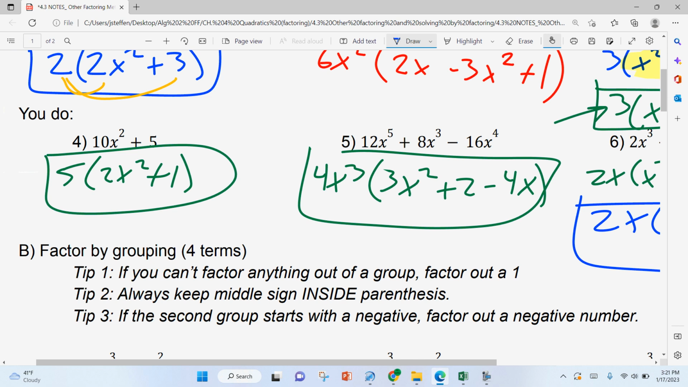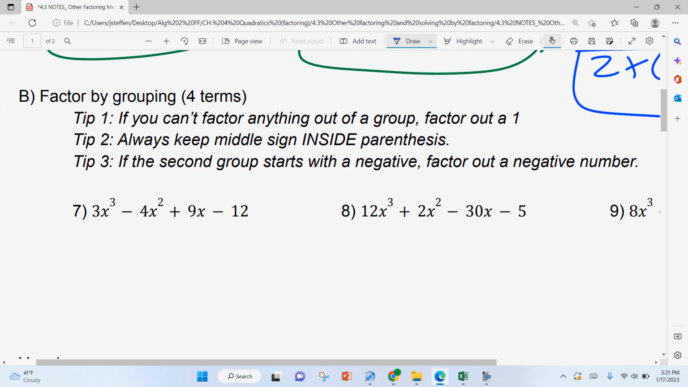So the next thing we're going to go over is factor by grouping. Now I should have renumbered these. This should be tip number 1. This should be number 2. And this should be number 3.